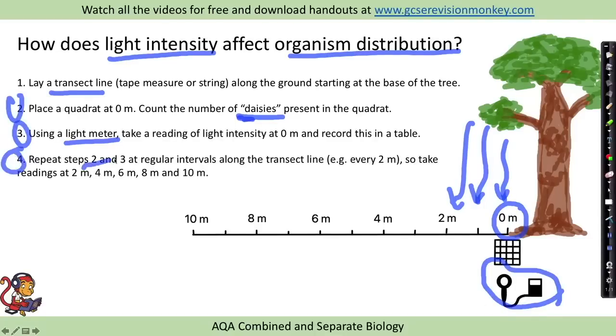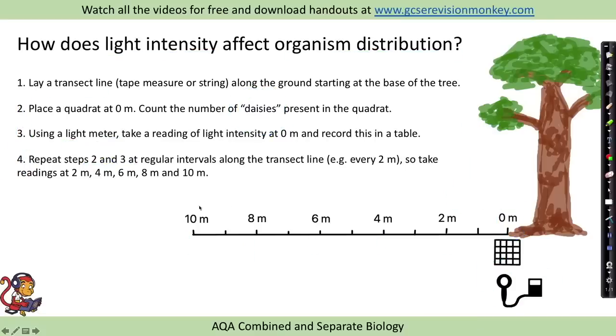We then repeat steps 2 and 3 at regular intervals along the transect line, for example, every 2 metres. So we place our quadrat and our light meter here, here, here, here, here, each time counting the number of organisms, for example, daisies or whatever we were looking at, and calculating the light intensity.